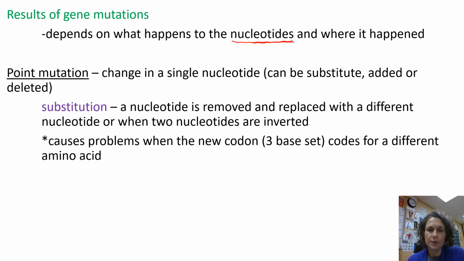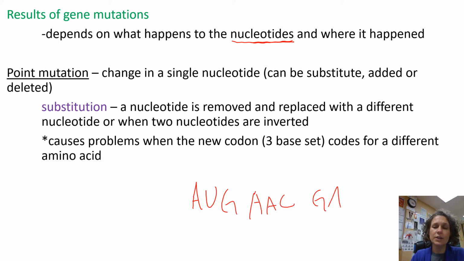The first is substitution. This is when a single nucleotide is removed and replaced with a different nucleotide, or when 2 nucleotides switch places. This causes problems because the new codon, the new set of 3 bases, could code for a different amino acid. If you remember several chapters ago, we wrote out the big long list of letters, like A, U, G, A, C, G, A, U, and every third base coded for a different amino acid. That chain of amino acids made a protein, and then that protein got used by your body.